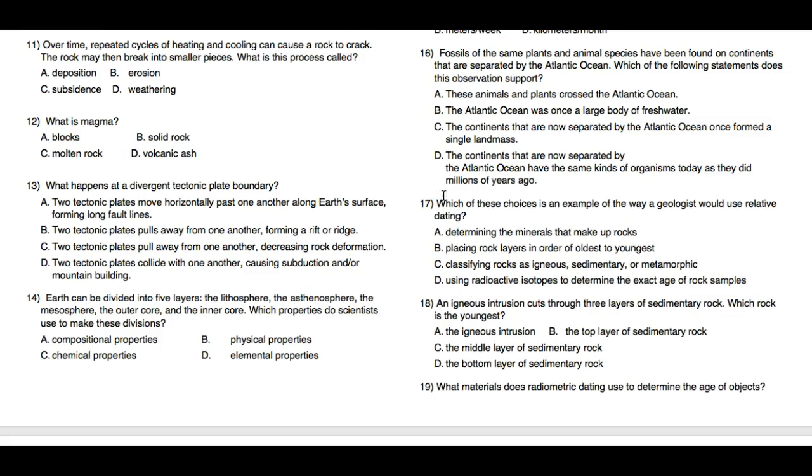Question 17. Which of these choices is an example of a way a geologist would use relative dating? A. Determining the minerals that make up rocks. B. Placing rock layers in order of oldest to youngest. C. Classifying rocks as igneous, sedimentary, or metamorphic. D. Using radioactive isotopes to determine the exact age of rock samples.